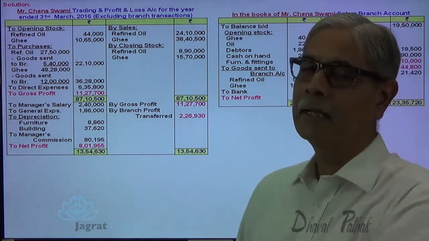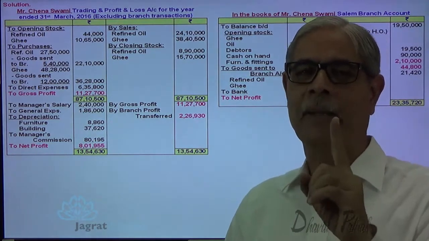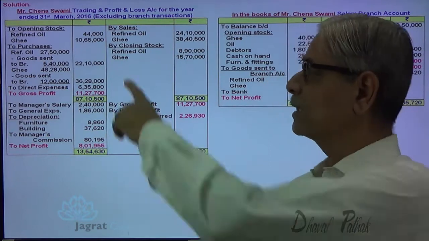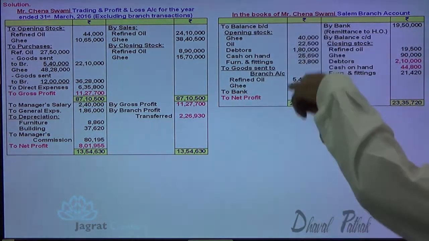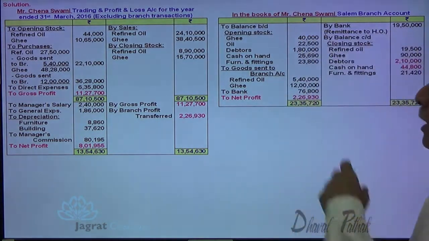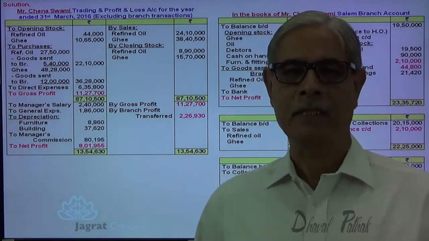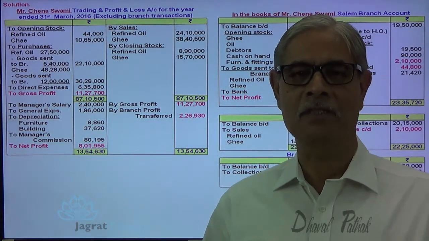Now this is how this sum gets solved. I have prepared trading and profit and loss account excluding branch transactions. Only one branch transaction is required to be added, that is the profit earned at branch. Except that, no other transactions are considered in this trading and profit and loss account. I have already found out the profit by preparing branch account, and for the purpose of finding out the profit of this branch account, I have prepared these two working notes, debtors account and branch cash account. This is how this sum is explained to you. I feel that you have followed all these things. Thanks to all.